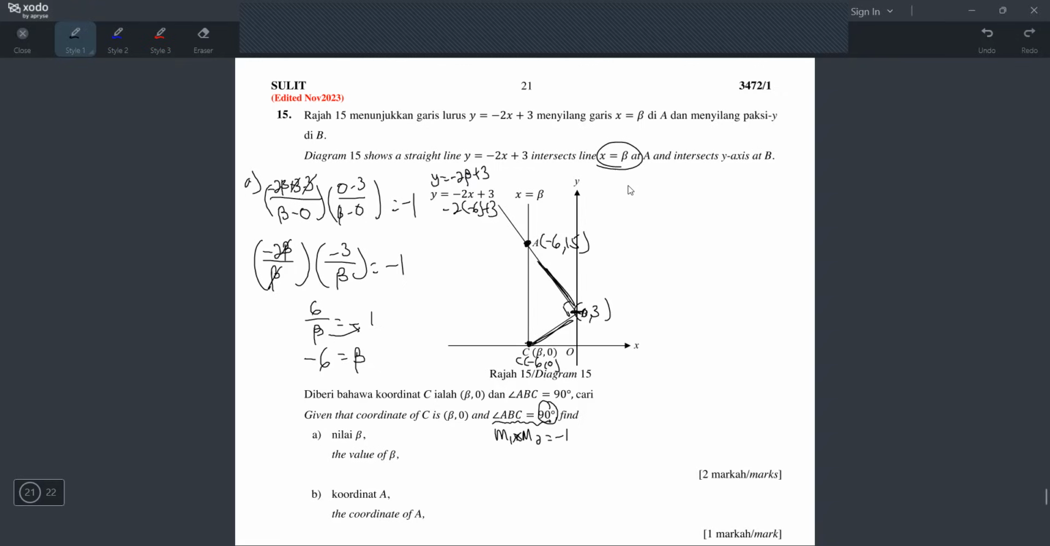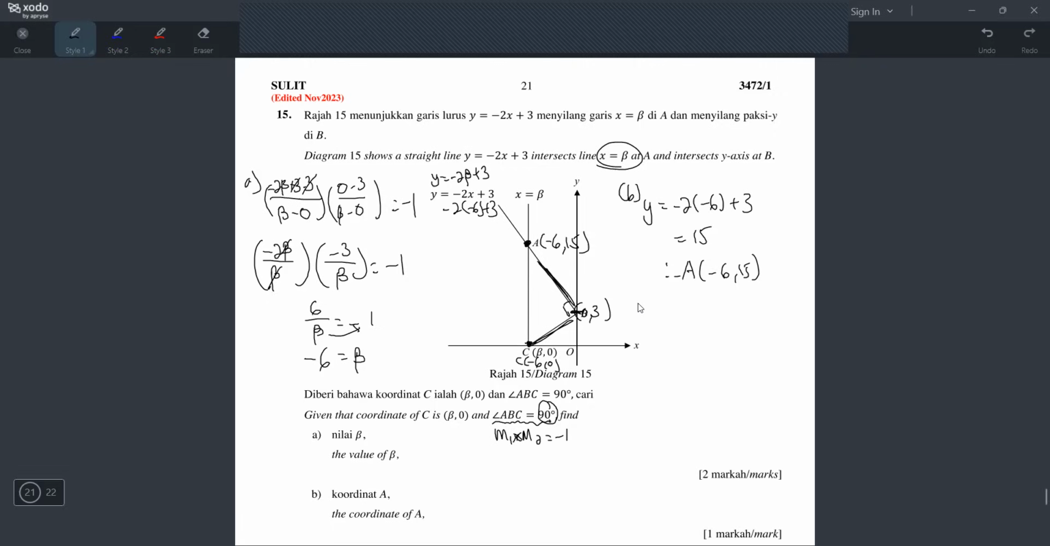Okay, now we can do B. So what do you want? Find the coordinate of A. Okay, it's there already. What's the coordinate of A? -6, 15, right? Okay, but let's show them how we get it. So how do we know the coordinate A is -6, 15? Because the x coordinate is -6. So y is equal to -2 bracket plus 3. This one is -6. I get 15. That is why the point A is -6, 15.